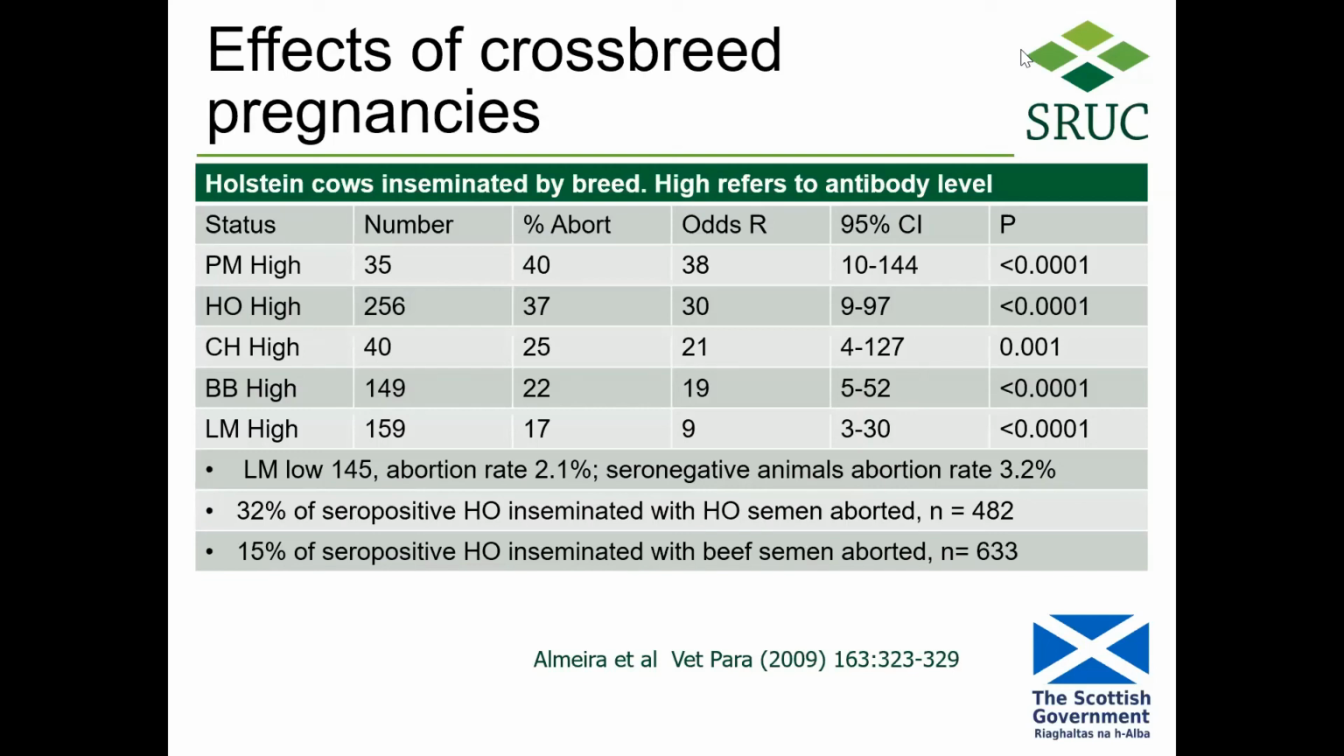But this is a really cool piece of work where they basically took carrier cows and they bred them to different sires. And the take-home message basically is that if you breed a Holstein to a Holstein, that animal is more likely to abort. If you breed a Holstein to a beef cross, the abortion rate is much lower. So it really reinforces the whole theory about trying to breed it out.